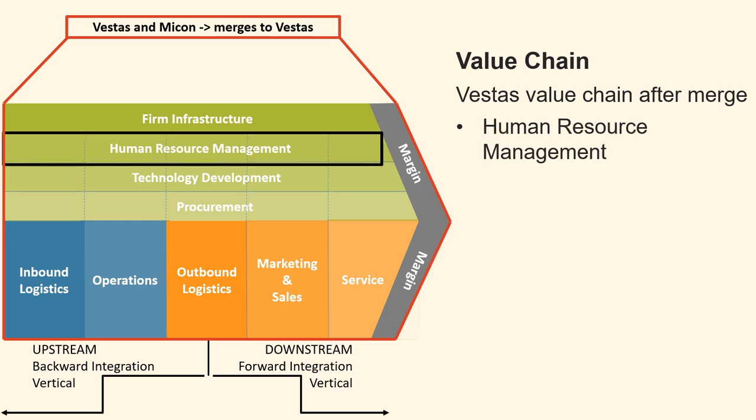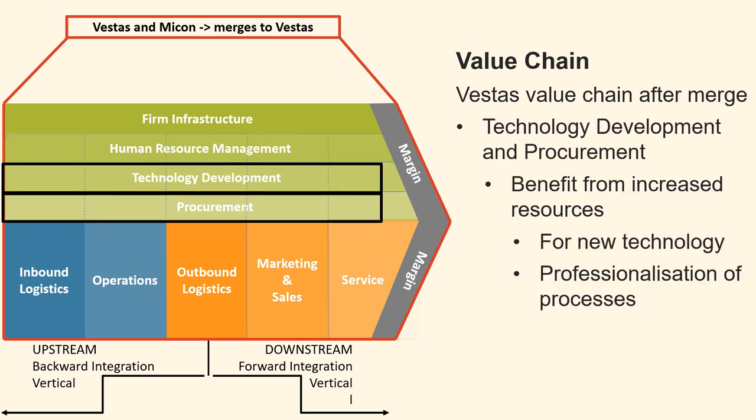The second support activity is human resource management. A larger organization and more employees affect the entire organization and HR function. The third and fourth support activities, technology development and procurement, benefit from a more prominent firm's increased resources for new technology and the professionalization of the procurement process.